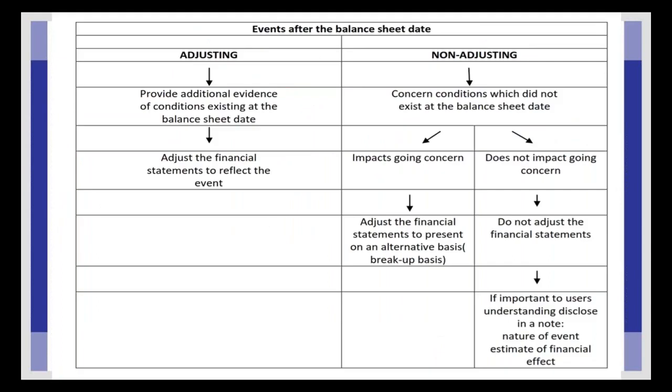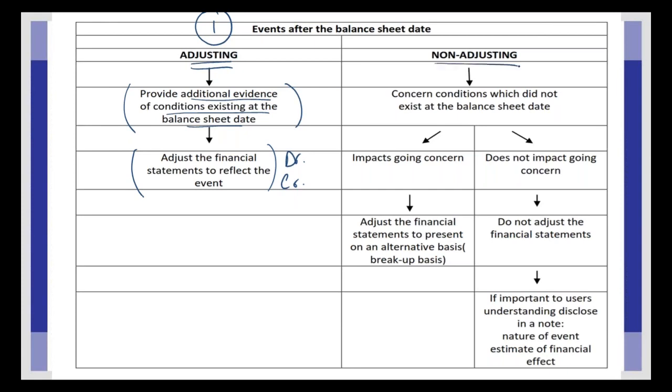Number 1, let's start with number 1, guys. This is your assumed knowledge, a quick revision. If it's an adjusting event, it would be because it provides additional evidence of conditions that existed at the balance sheet date. So you would say this is an adjusting event because it provides additional evidence of conditions which were there at the year end. And this would mean that you need to make an adjustment.